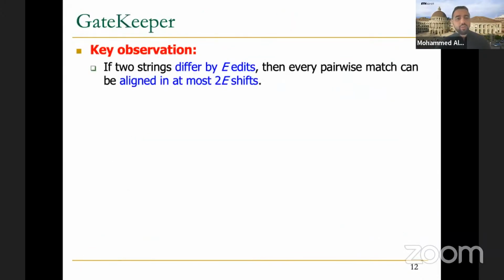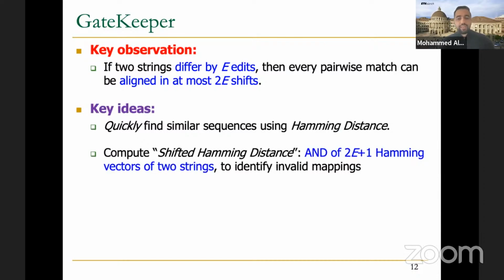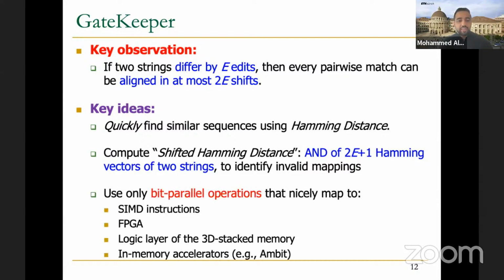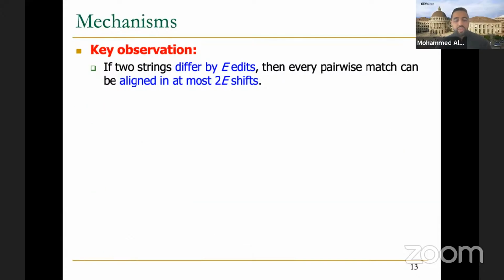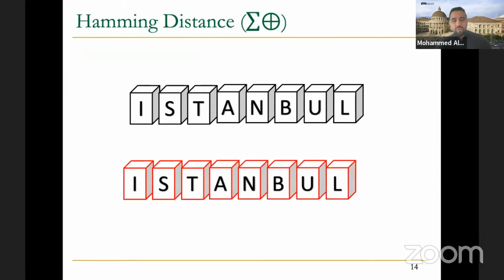Okay, so let's see the algorithm behind GateKeeper. The key observation: if two strings differ by E edits, then every pairwise match can be aligned in at most 2E shifts. And they have a nice example so you can understand these things in more detail. The key idea, as we said, is to first apply Hamming distance, and then only if it is not accepted, apply shifted Hamming distance. And we use parallel operations there, such as SIMD, FPGA, 3D-stacked memory, and Ambit. Okay, now what does it mean to have 2E shifts that are enough to find any pairwise match?